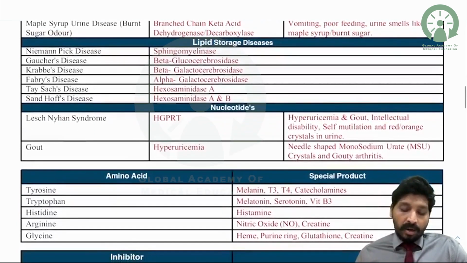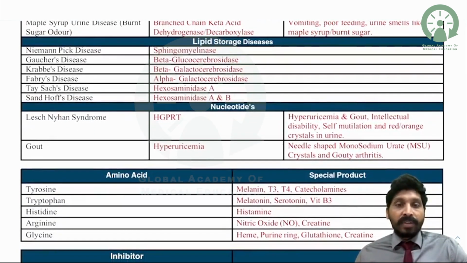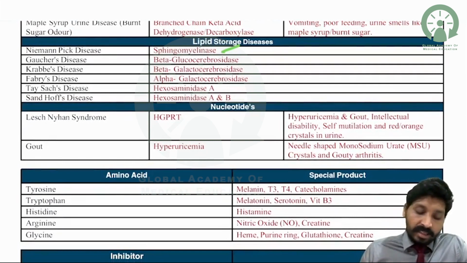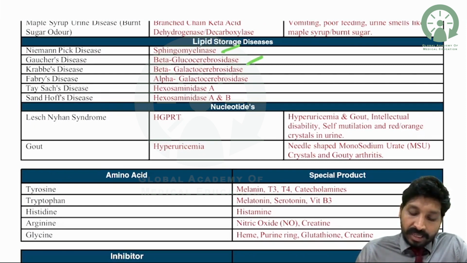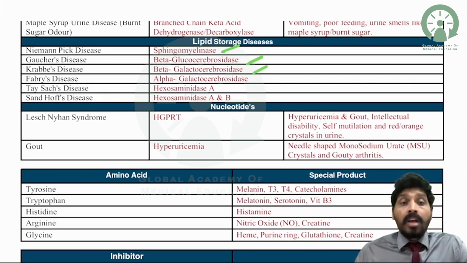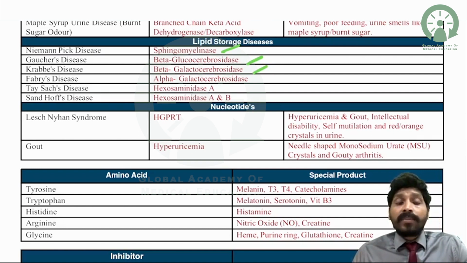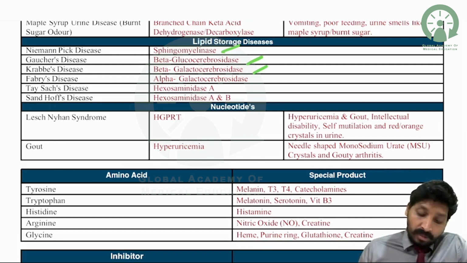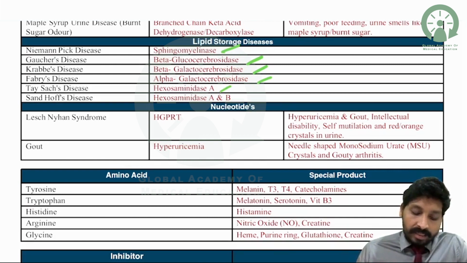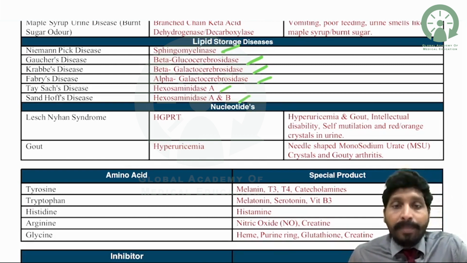And lipid storage disorders: Niemann-Pick disease because of the deficiency of the enzyme sphingomyelinase, Gaucher's disease because of the deficiency of the enzyme beta glucocerebrosidase, Krabbe's disease because of deficiency of the enzyme beta galactocerebrosidase. Gluco is for Gaucher's, galacto is for Krabbe's. Fabry is because of alpha galactosidase, Tay-Sachs is hexosaminidase A, and Sandhoff's is hexosaminidase A and B.